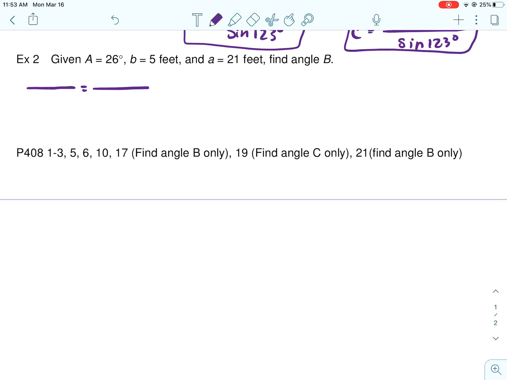All right, so you guys look at what you're given and set up the ratio for me. There's really only one ratio that we can even set up right now. Angle A and side A are going in the same fraction. Angle B and side B are going in the same fraction. Because it's the law of sines, we're using sine of angle A over however long side A is, which is 21, is equal to the sine of angle B. Now, that is our variable in this problem. That's what we're looking for. And then over side B, which is 5.